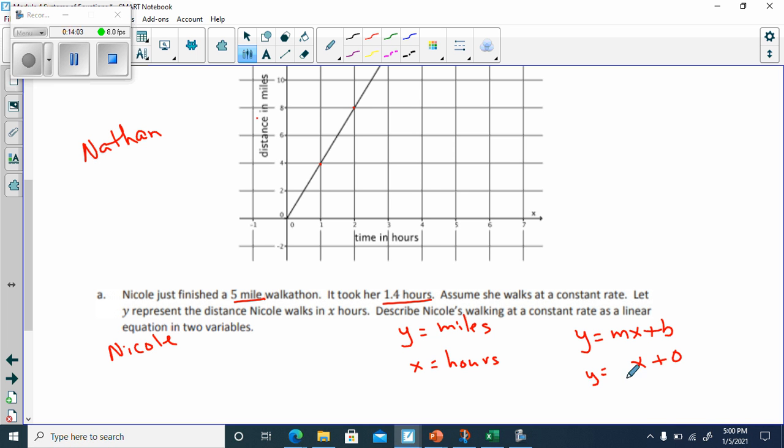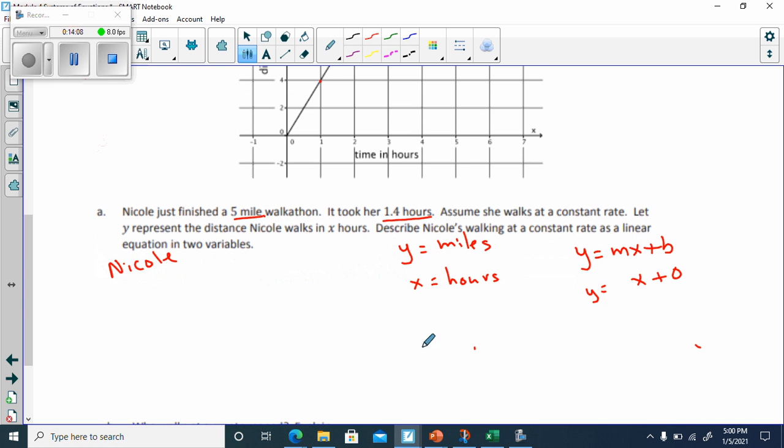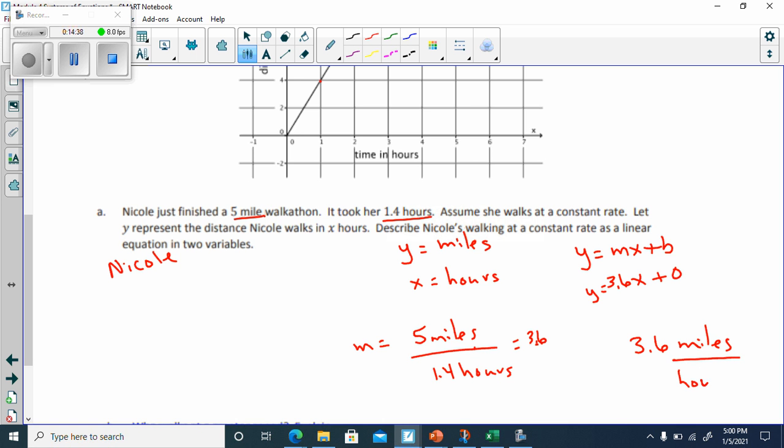Okay? We need the slope, the rate of change. Wouldn't that be 5 miles per 1.4 hours? We're putting the time on the bottom. If you put that in your calculator, you're going to get 3.5 something, which is 3.6 miles per hour. I'm going to put that in for the m. That's 3.6 miles per hour. Who walks 3.6 miles per hour? Nicole.